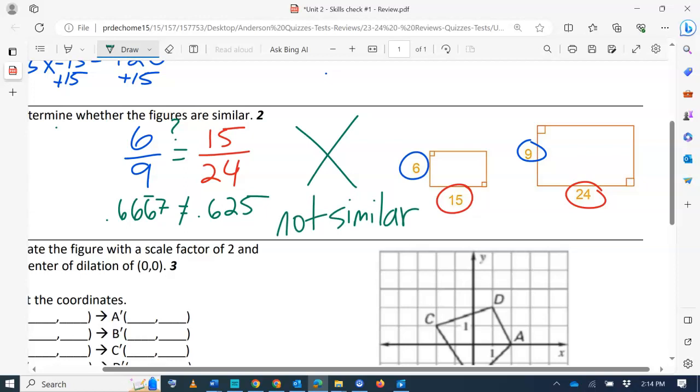Okay? You need to show some work to prove it is not similar. You cannot just write not similar and get credit on the quiz. You need to show work.